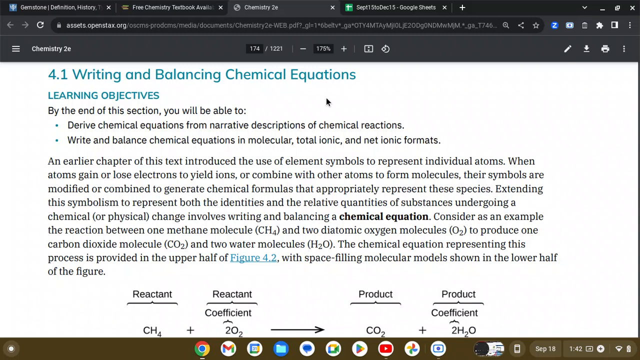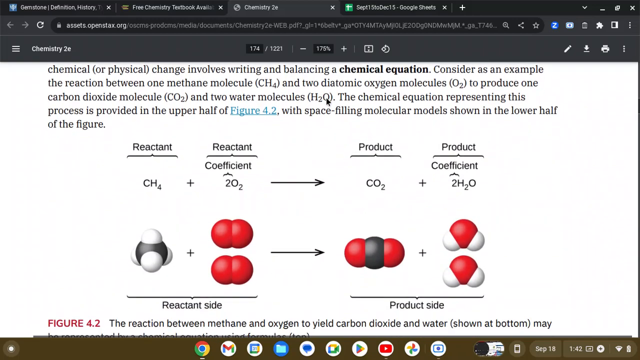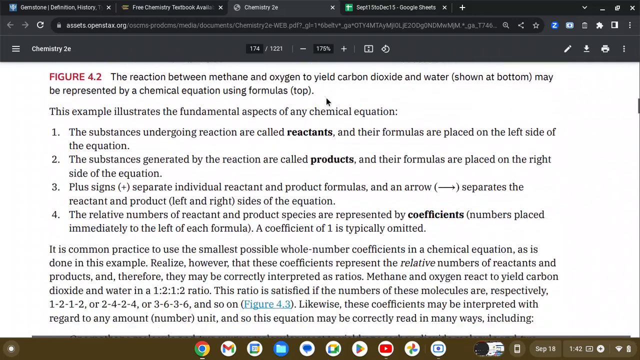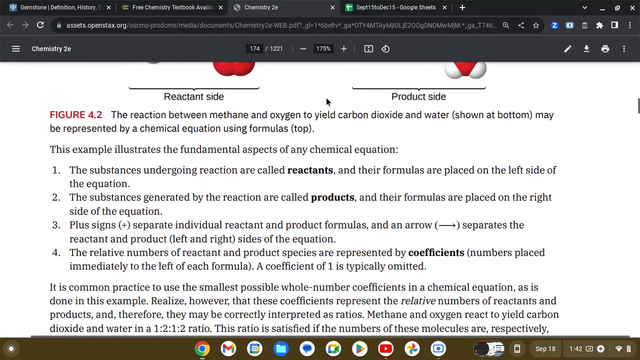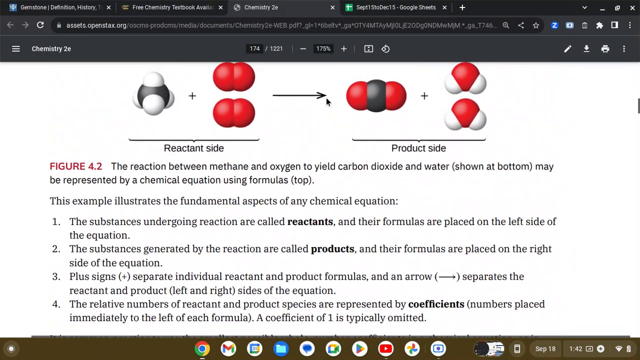Consider, as an example, the reaction between one methane molecule and two diatomic oxygen molecules to produce one carbon dioxide molecule and two water molecules. The chemical equation representing this process is provided in the upper half of figure 4.2, with space-filling molecular models shown in the lower half of the figure. This example illustrates the fundamental aspects of any chemical equation.